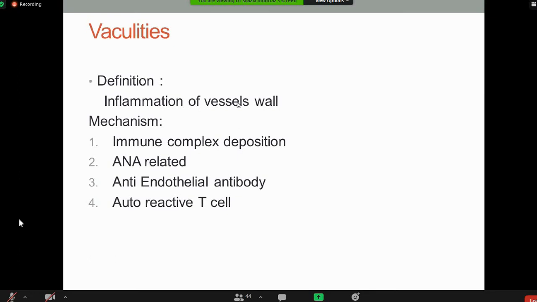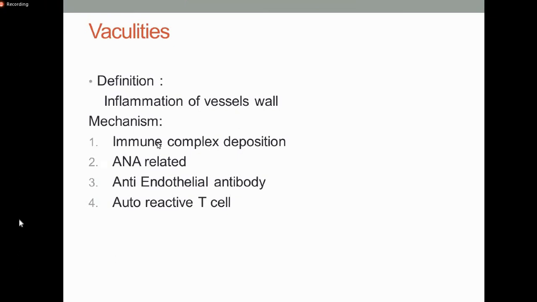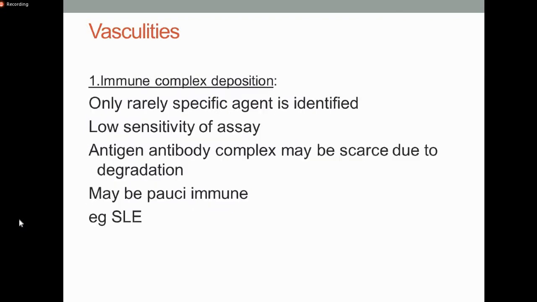Vasculitis is defined as inflammation of the vessel's wall. There are many mechanisms, like immune complex deposition, anti-neutrophilic antibody-related vasculitis, anti-endothelial antibody-related vasculitis, and autoreactive T-cell mediated vasculitis. So the basic mechanism of vasculitis is related to immune complex mechanisms, and most of them are chronic relapsing inflammatory disease involving the vessel walls and causing destruction. We are going to cover each mechanism one by one.